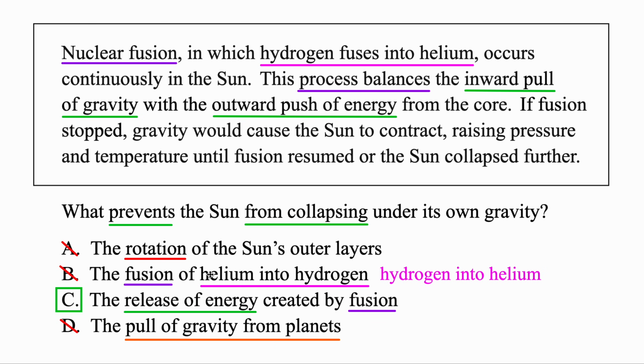Then we just need to read carefully and see if they're intentionally trying to mess up some phrase to make us choose that one. So by reading really carefully, we can see fusion is the correct process that releases energy, preventing the sun from collapsing under its own gravity here.